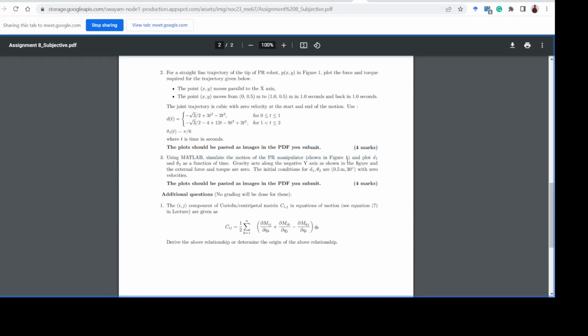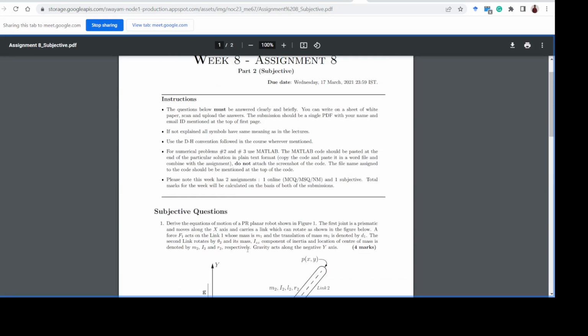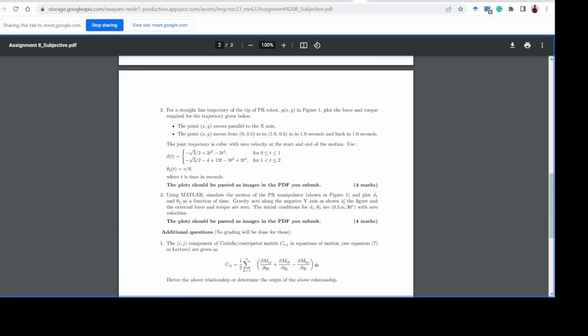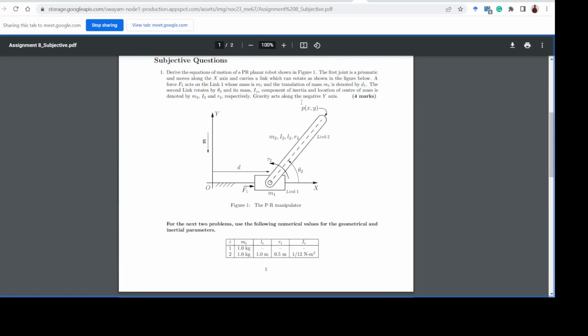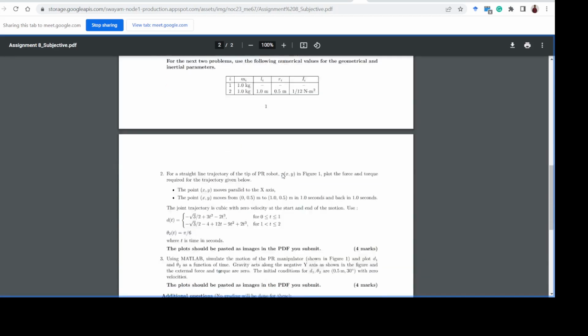And then in the third question, for the same robot, you have to plot d1 and theta as a function of time. What is given is that gravity acts downwards and the external forces and torques are zero, so there are no external forces and torques. And the initial conditions, basically from where your system starts at t equal to 0, are these. It starts at 0.5 meter displacement and 30 degree angular displacement for the rod. And then you have to just integrate the system forward in time, keeping external forces and torques as 0. So for the questions which will be graded, it is only a single system that you have to deal with.